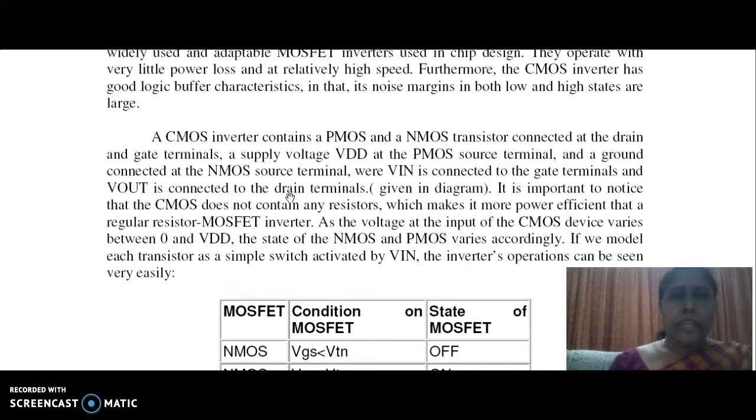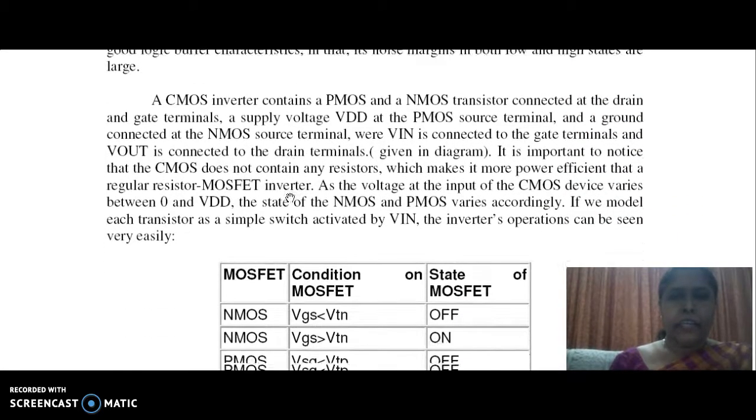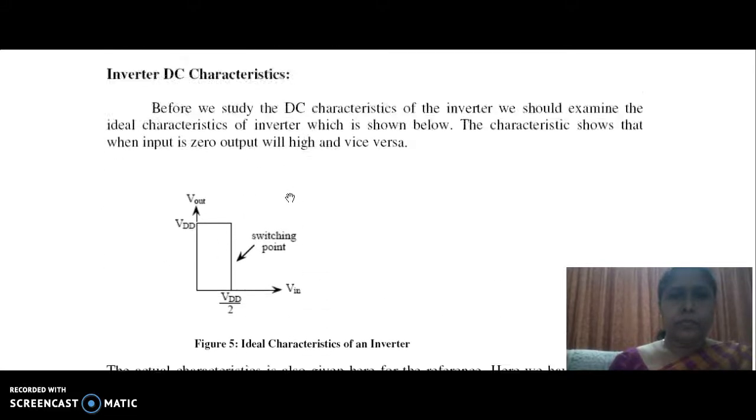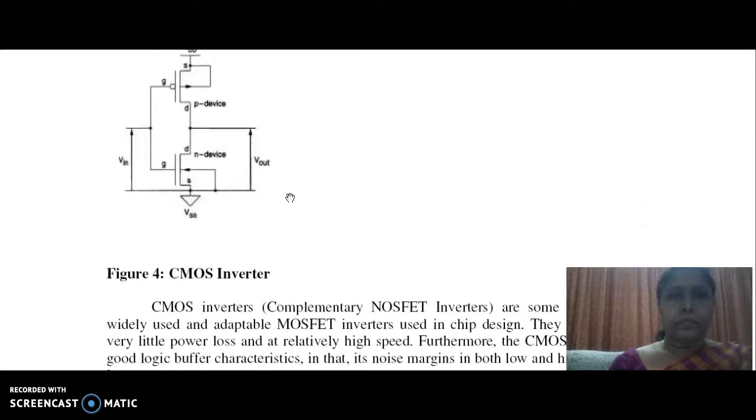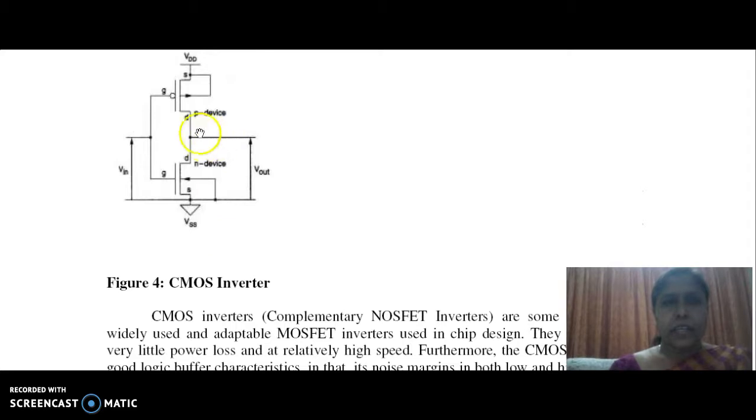As we see here, the current that flows through the P MOSFET is the same as the current that flows through the N MOSFET in magnitude. The direction of the P MOSFET current is from drain to source, and the direction of the N MOSFET current is from drain to source of the N MOSFET. So IDSN is equal to minus IDSP.